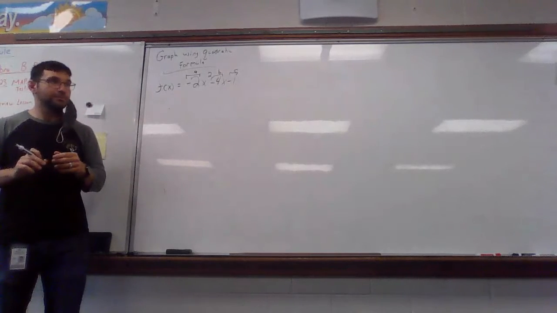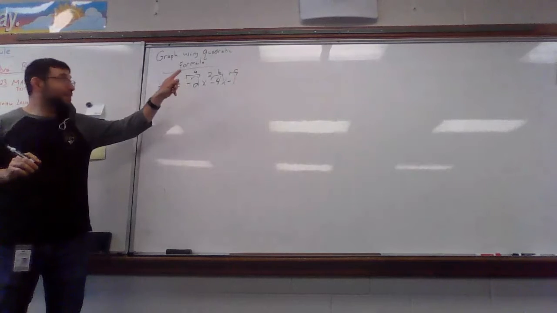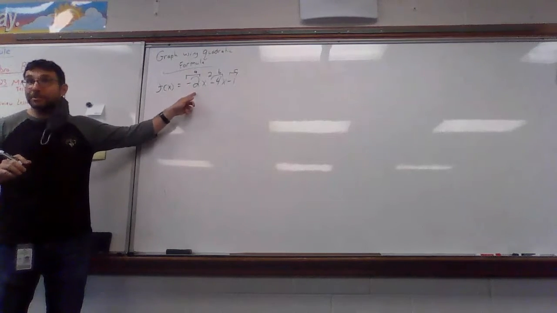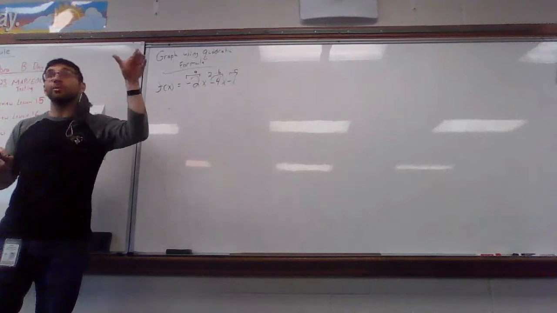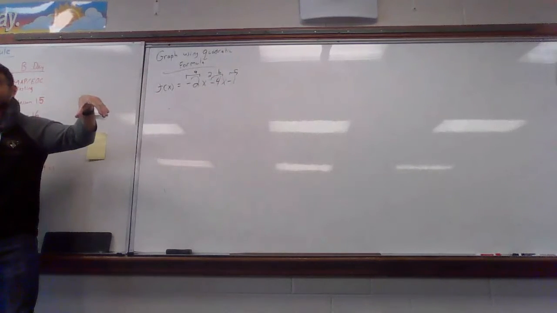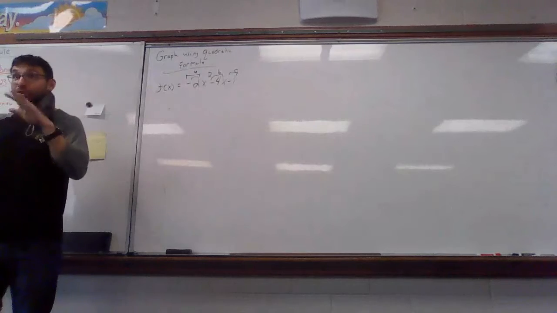Down because the leading coefficient is negative. It's going to open down because the leading coefficient, my A term, is negative. Anytime that A term is negative, the parabola will open down. It will look like an umbrella. Everybody with me? So if you're graphing this and it's like, wow, it's a U, stop.